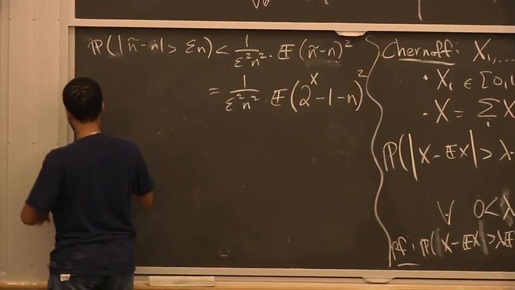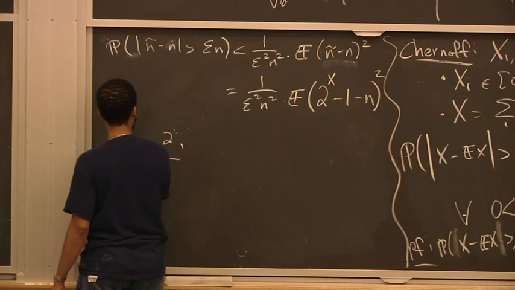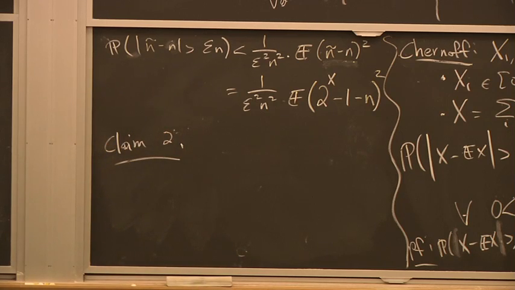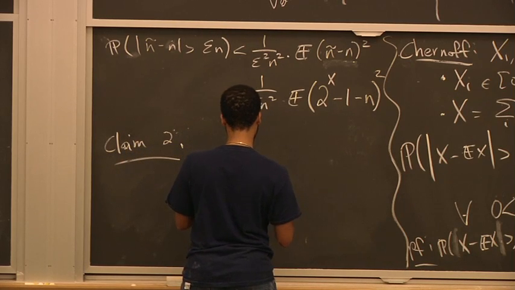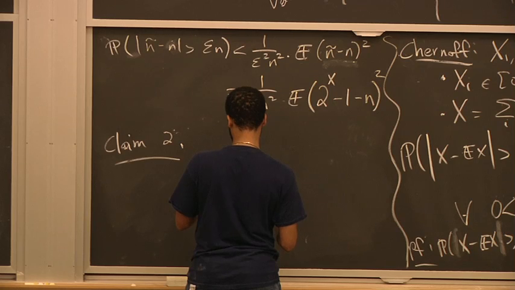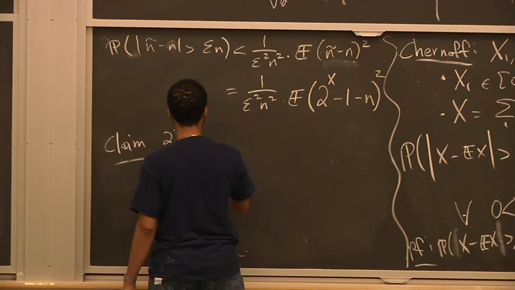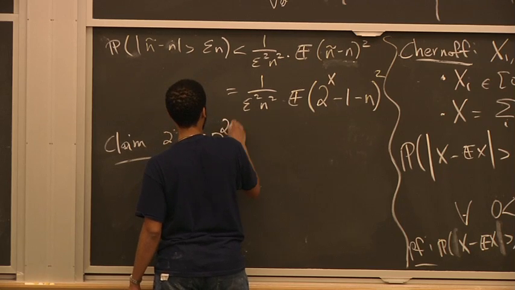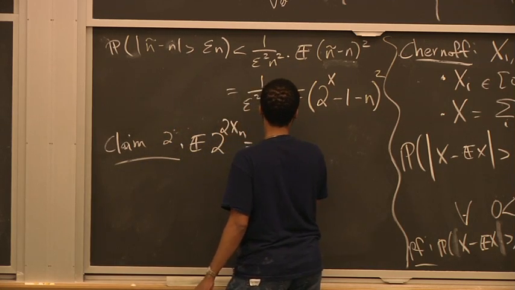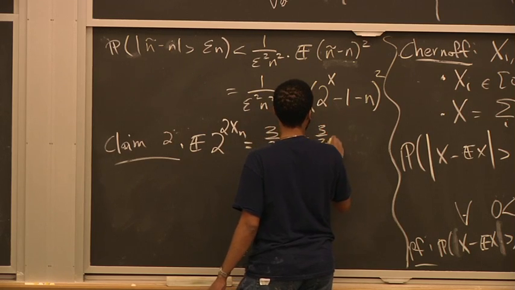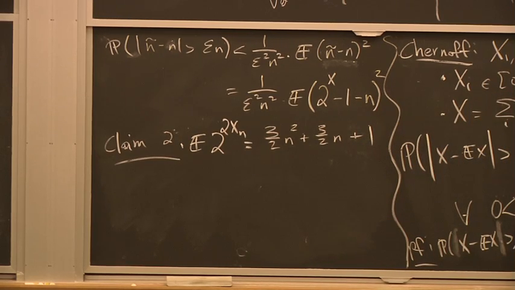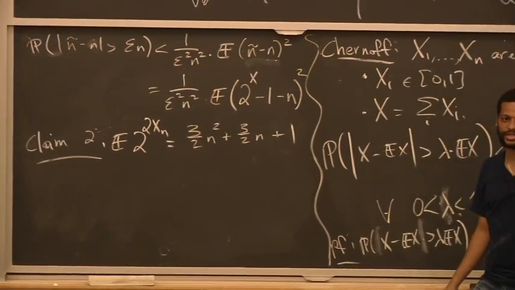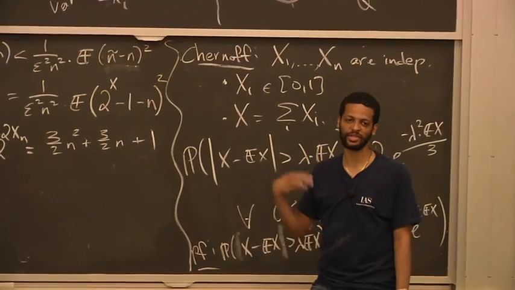So claim: I don't have time, I'm not going to write down the steps, but it's another inductive thing. You're going to show that the expectation of 2 to the 2xn is equal to 3 halves n squared plus 3 halves n plus 1. Okay? So I'm not going to do it on the board, but it's another inductive proof. It'll be in the notes. Okay, so Jungyu, when you send me the notes, I'll just add it in myself.